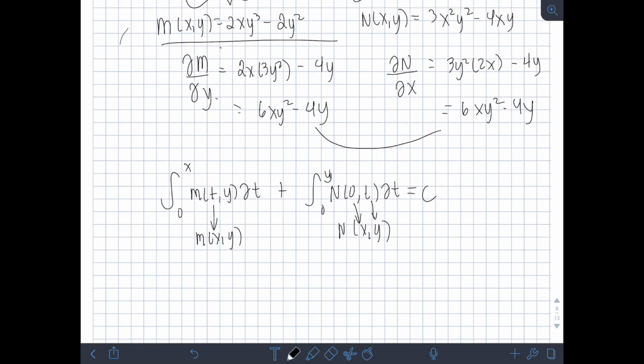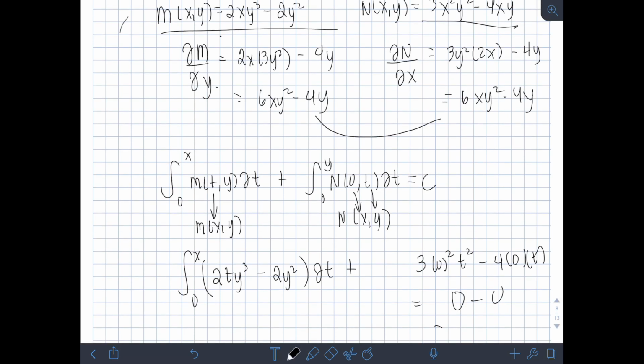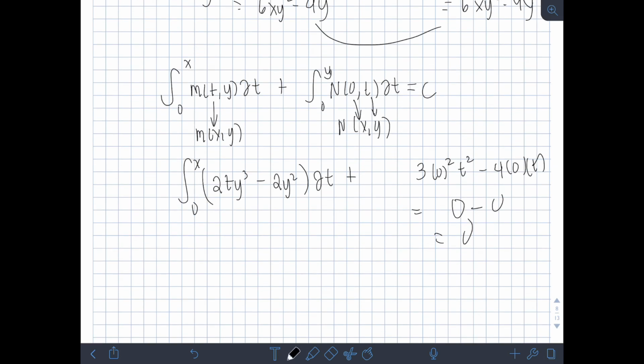So, we have, ito yung M of x comma y natin, diba? So, yung x gagawin nating t, so 2ty cubed minus yung y as is, diba? 2y squared. Then, integral ng dt from 0 to x plus, ito naman, yung sa N of x comma y, yung x gagawin nating 0, tapos yung y gagawin nating t. So, we have 3 times 0 squared times t squared minus 4 times 0 times t. So, we have 0 minus 0 or 0 uli. So, therefore, we have integral ng (2ty cubed minus 2y squared) dt from 0 to x plus ito, integral ng 0 dt from 0 to y equals C. So, ito, 0 na siya.